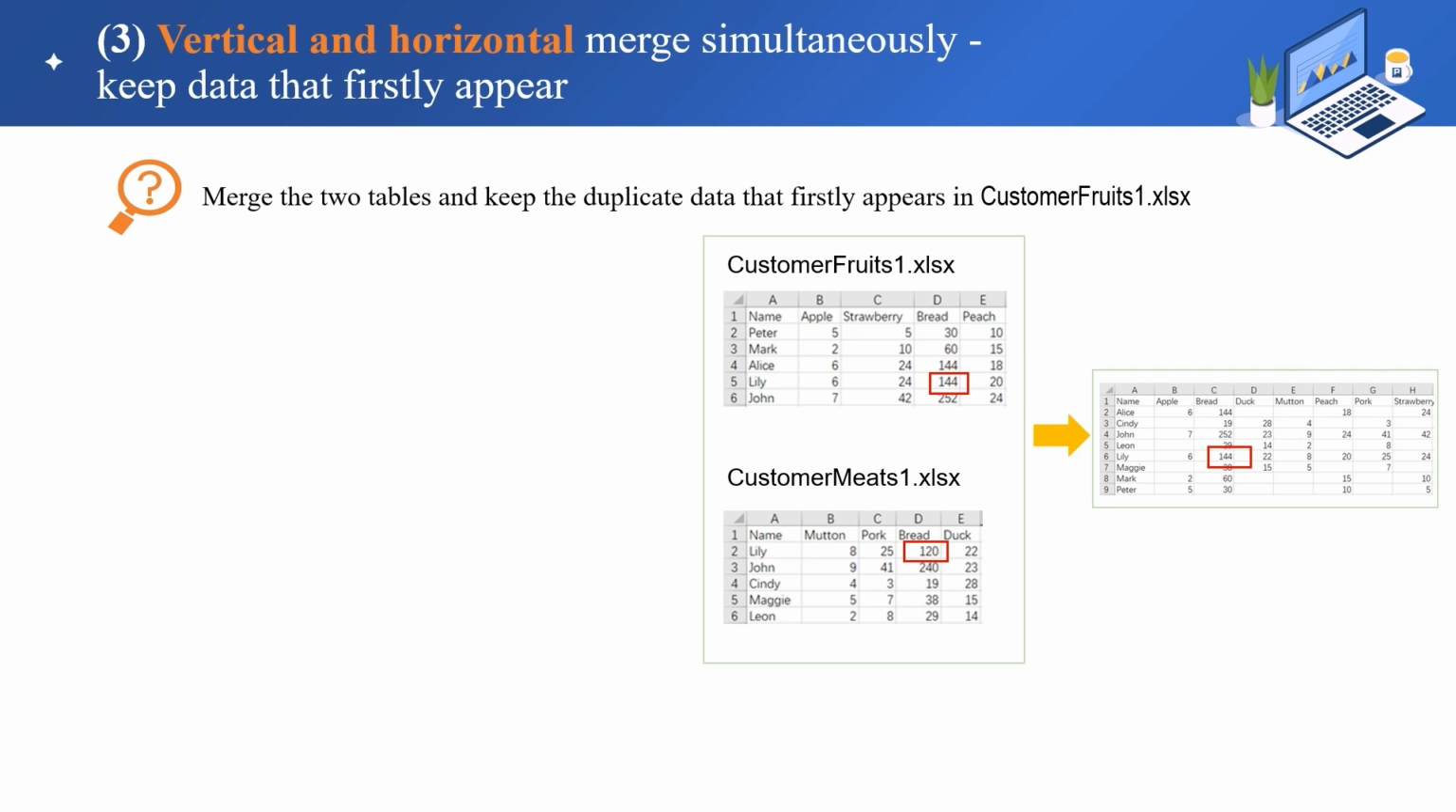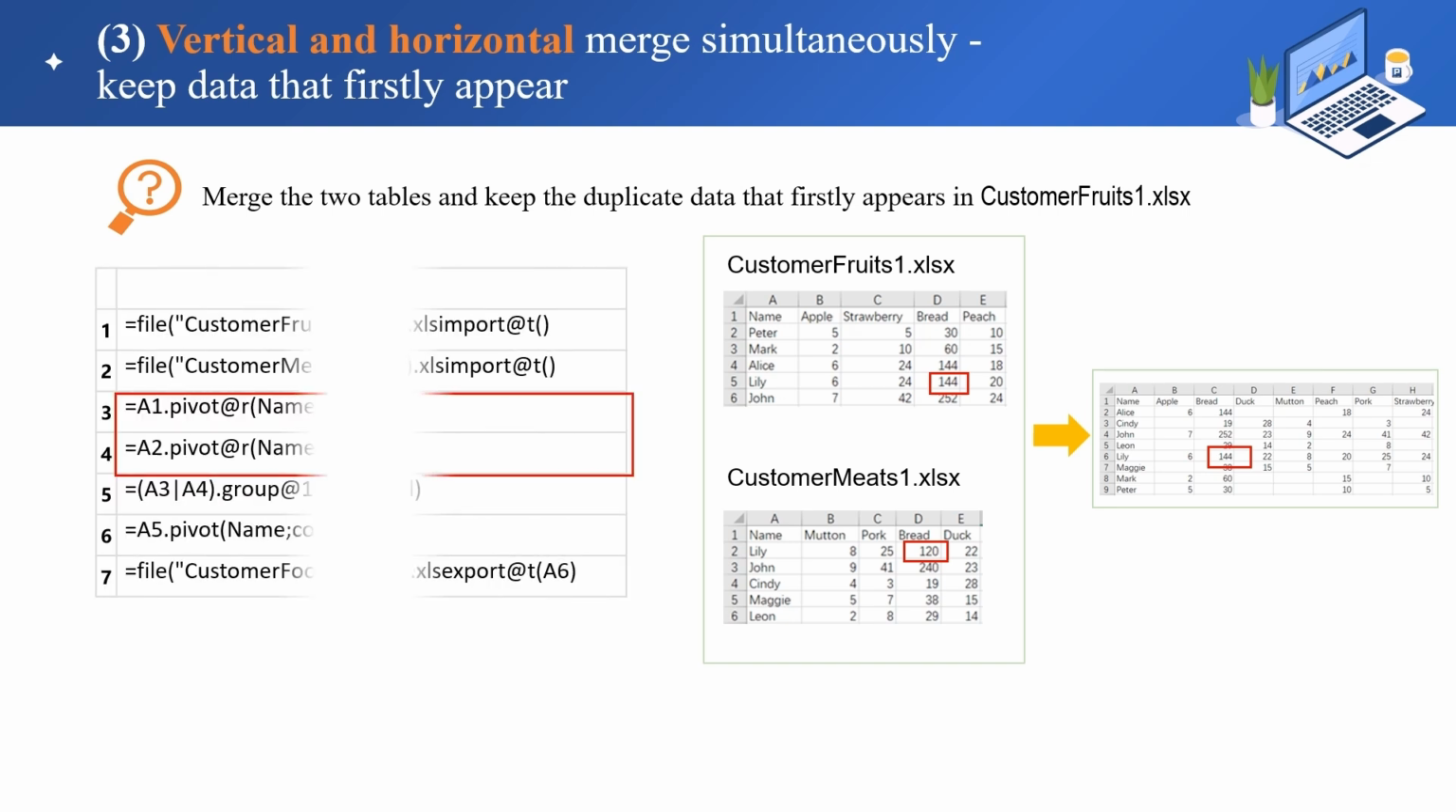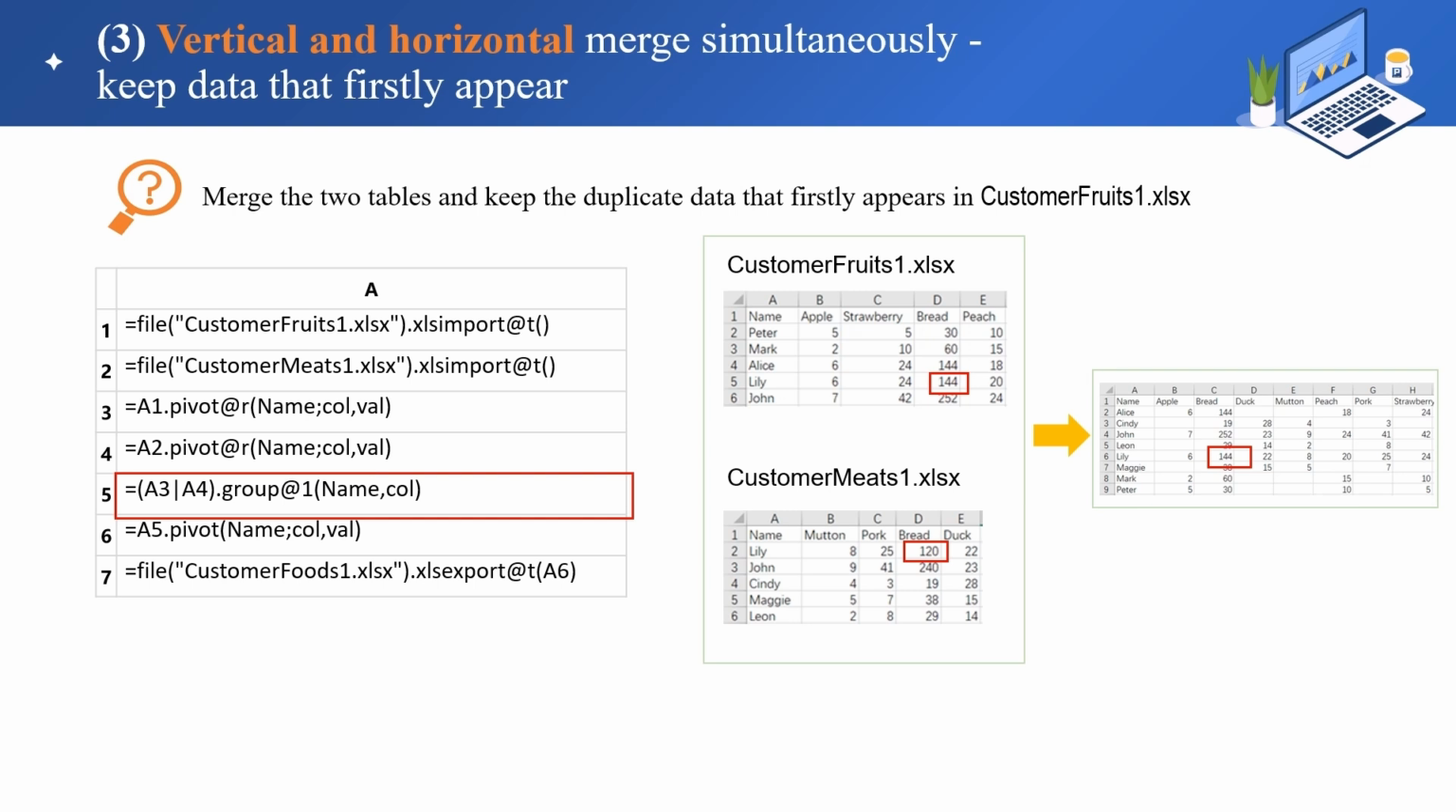After merging, the value in the first table should be kept, so the bread value of Lily in the merged table is 144. First, transpose the original data of pivot structure to a list. Merge the two lists and use the group function to group and deduplicate. @1 indicates taking the row that firstly appears after grouping. After deduplicating, transpose the data back to pivot structure table. Pivot means the operation of converting rows to columns, and pivot@r means the operation of converting columns to rows.